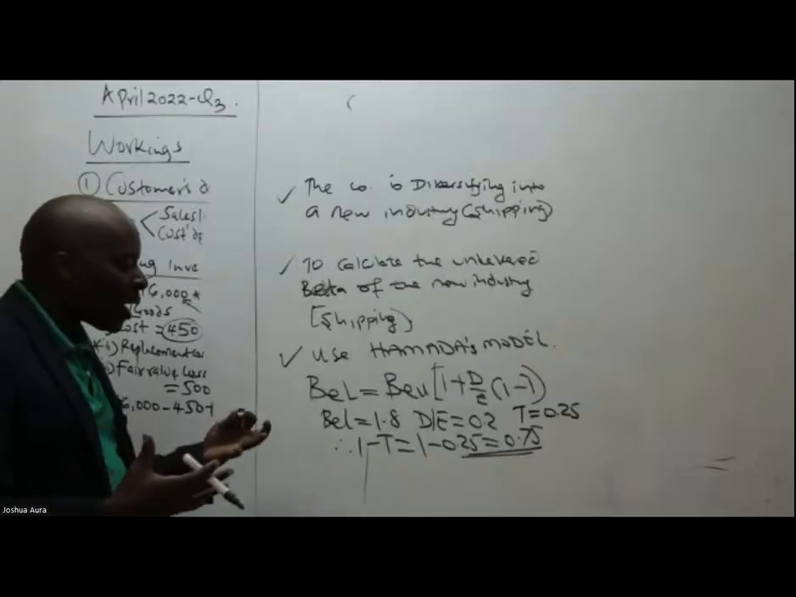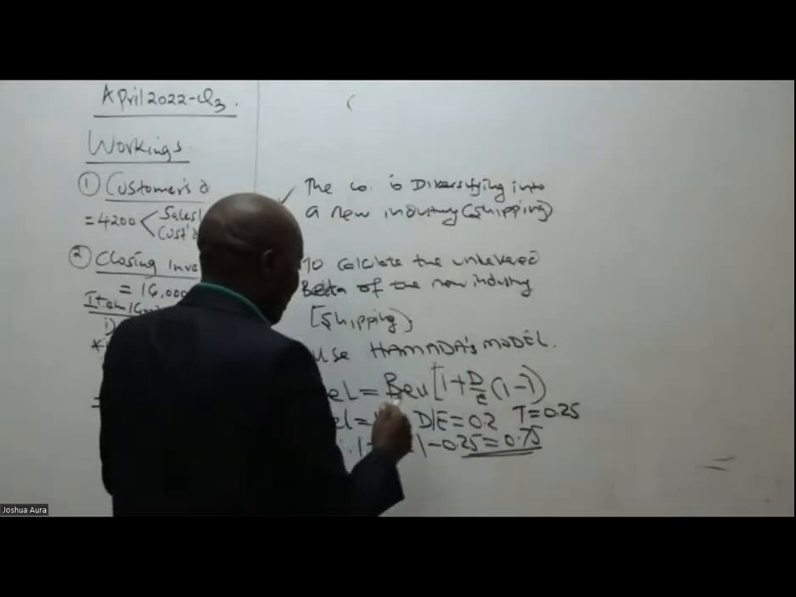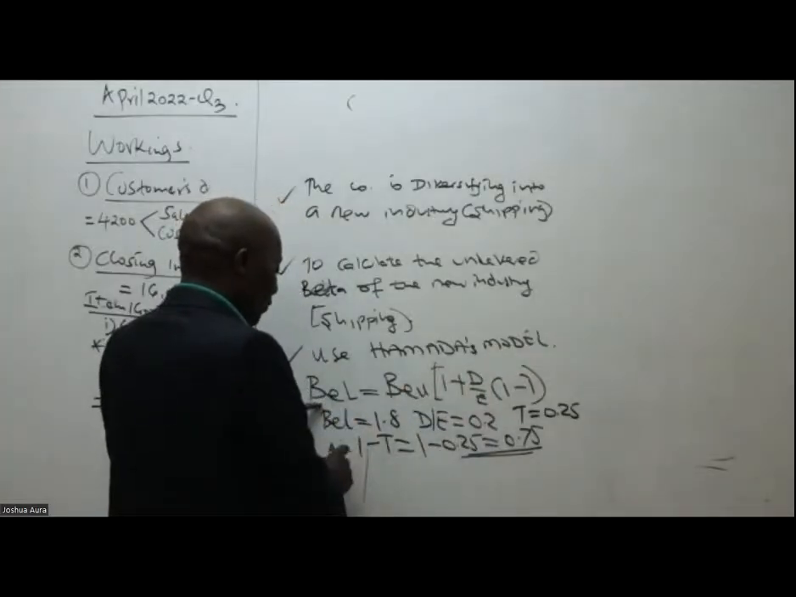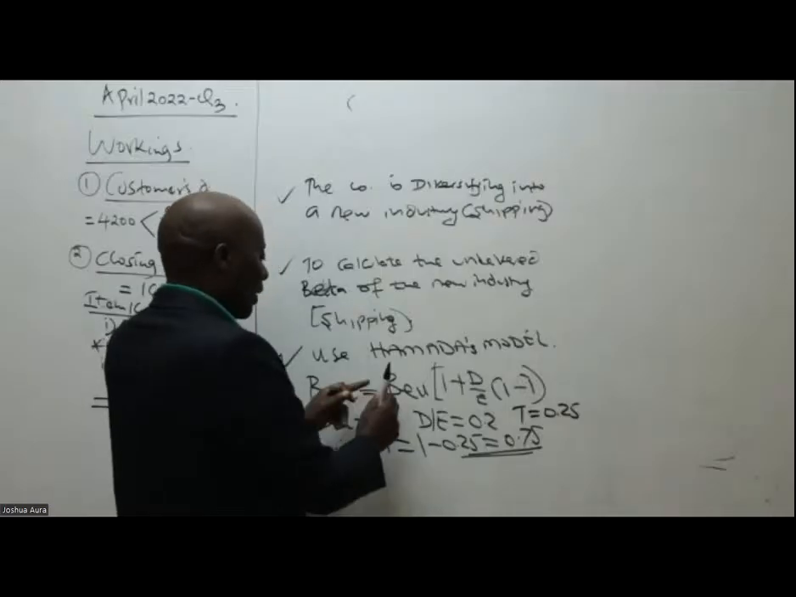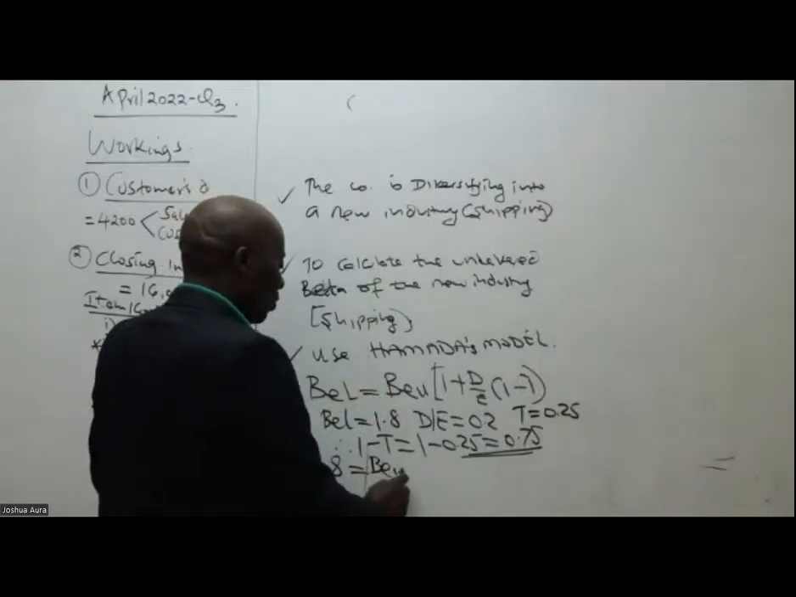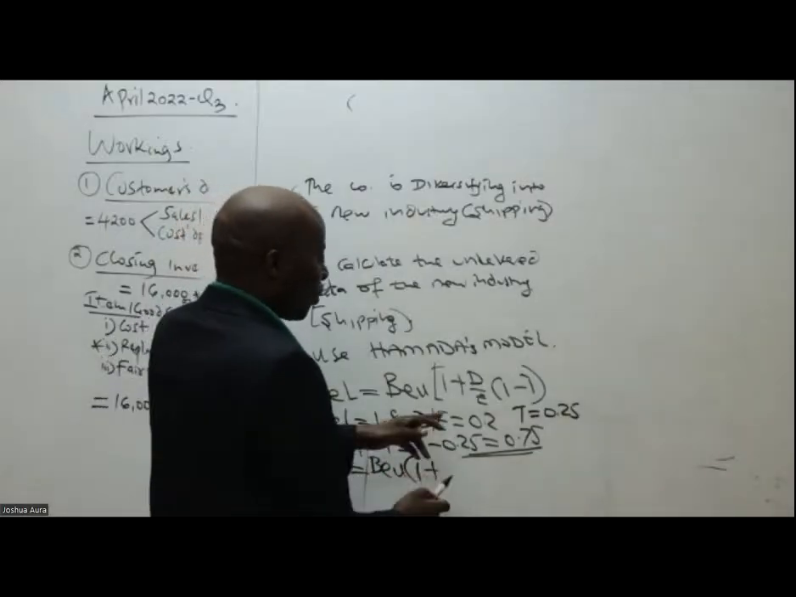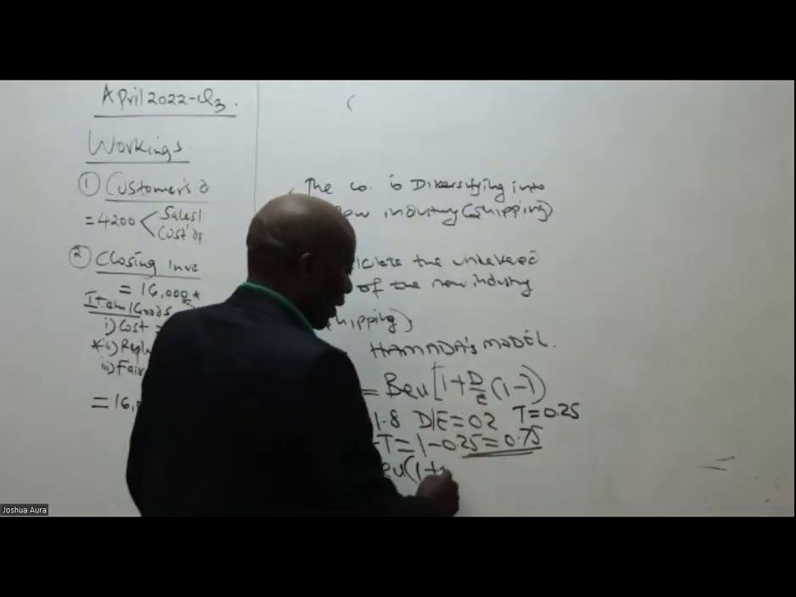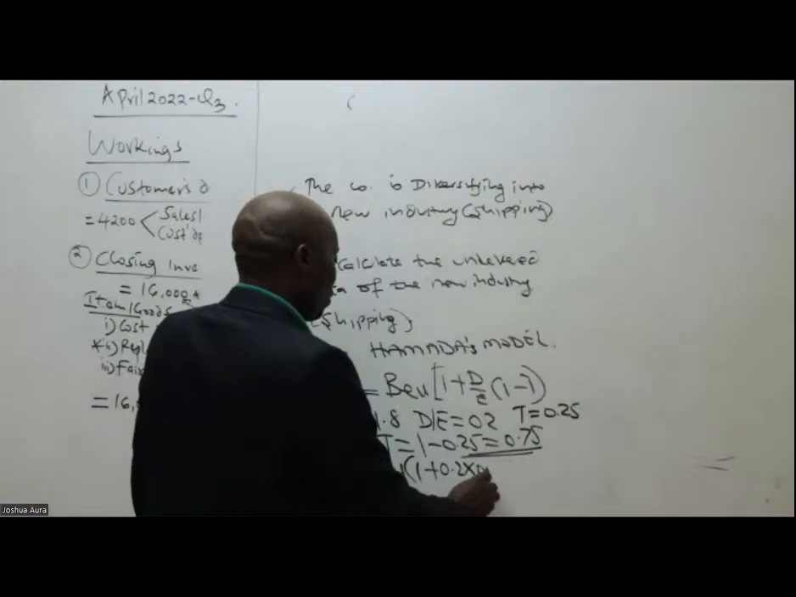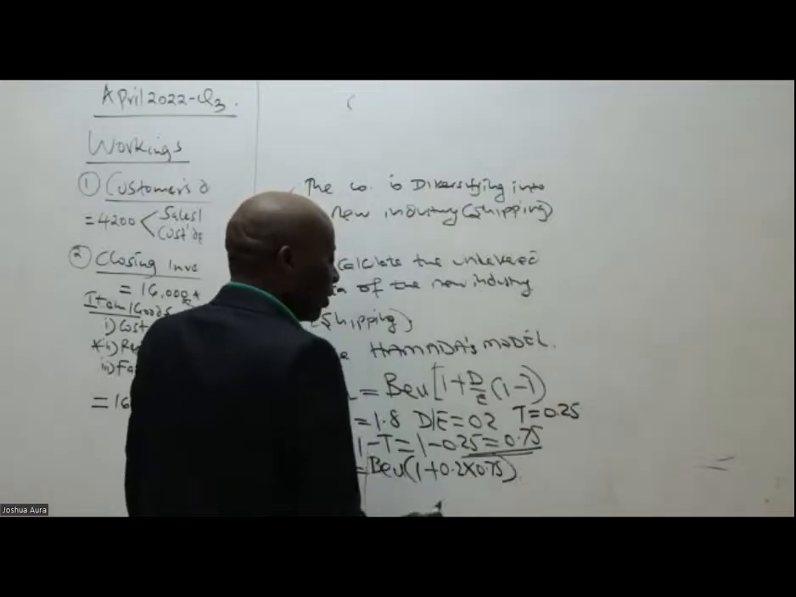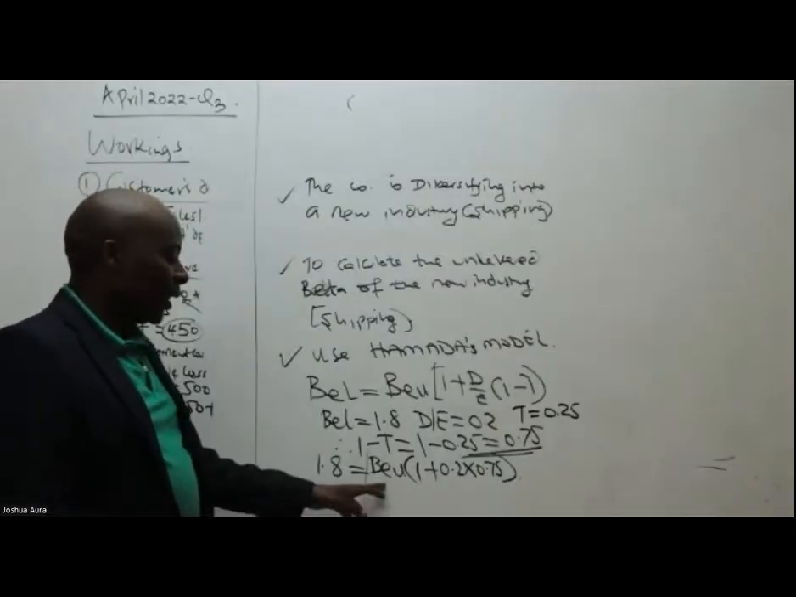Now, could you kindly plug in figures in this Hamada's model. So beta equity of a levered firm here, 1.8, equals beta equity of unlevered into 1 plus debt to equity, which is 0.2, multiplied by 1 minus tax, which is 0.75. So please go slowly until you give me beta equity of the unlevered firm.